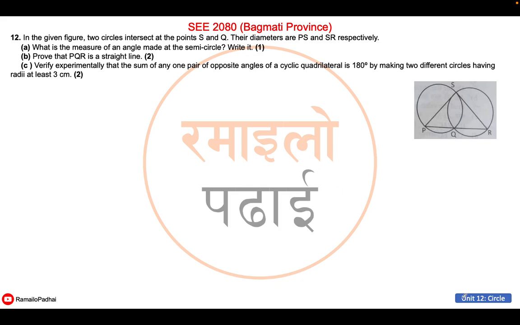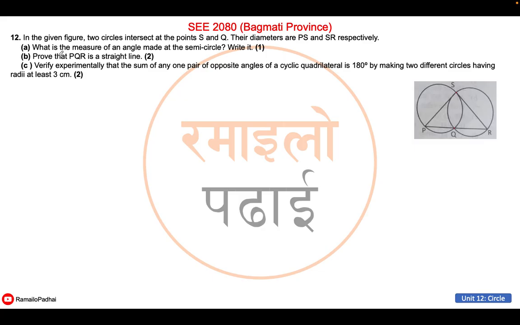Today we are going to solve a question from Unit 12 Circle that was asked in SEE 2080 at Bagmati Province. The question says that in the given figure, two circles intersect at points S and Q. So these two are the points where the two circles intersect. PS is a diameter and RS is also a diameter.